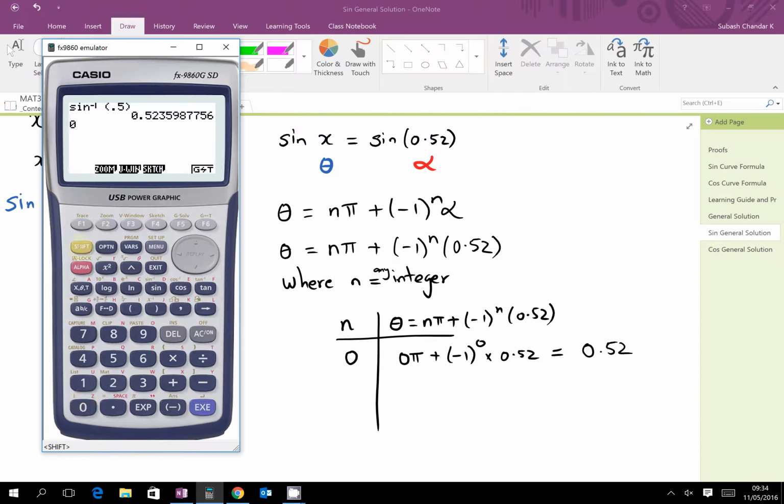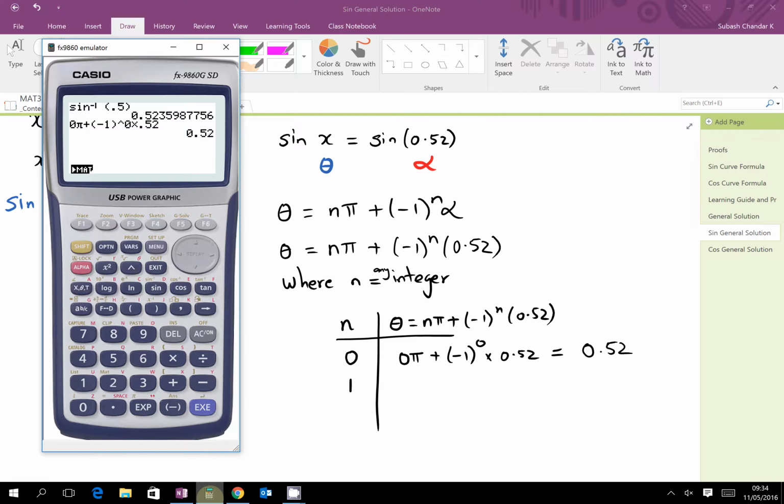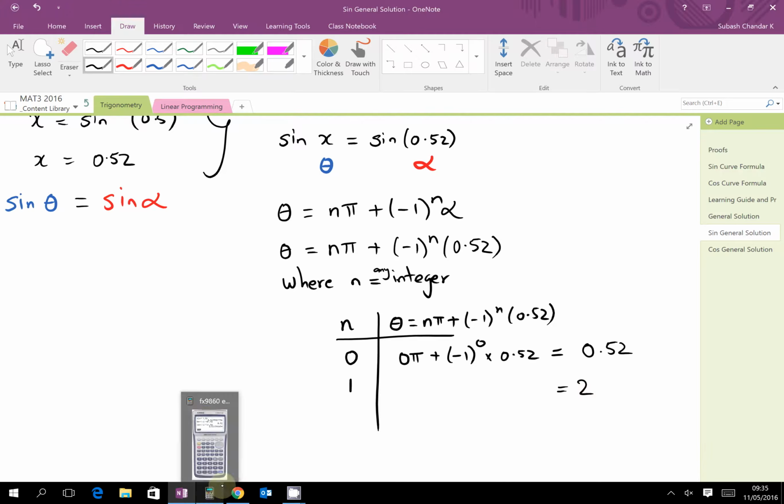So you've got 0 pi plus, make sure you put the brackets correctly, -1 to the power of 0 multiplied by 0.52. And as you can see, I'm getting 0.52 for my first value, when n equals 0. Now if I put n equals 1, I could work out my next value. So 1 pi plus -1 to the power of 1 times 0.52. I'm getting my next value, which is 2.62.